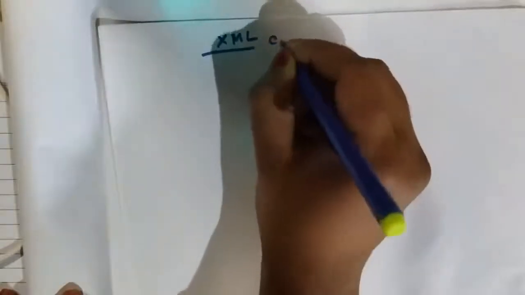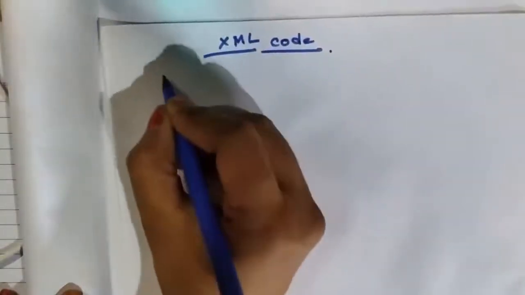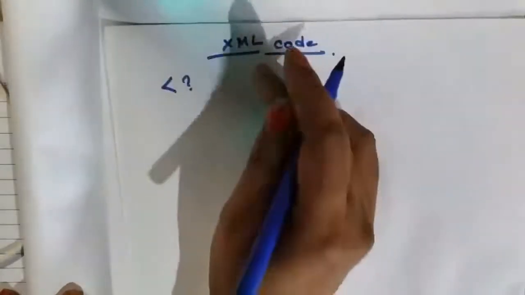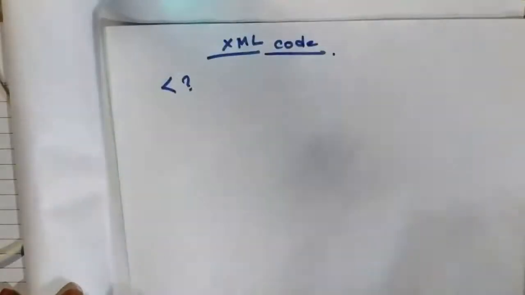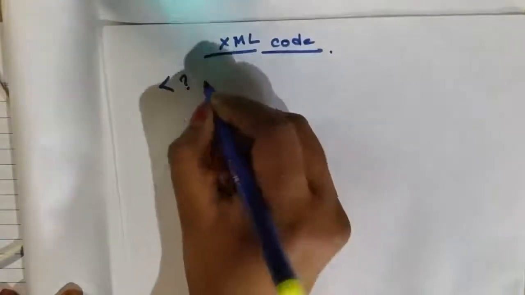Now we will do another example. Suppose the following HTML code. Suppose XML code structure. Suppose one XML version.